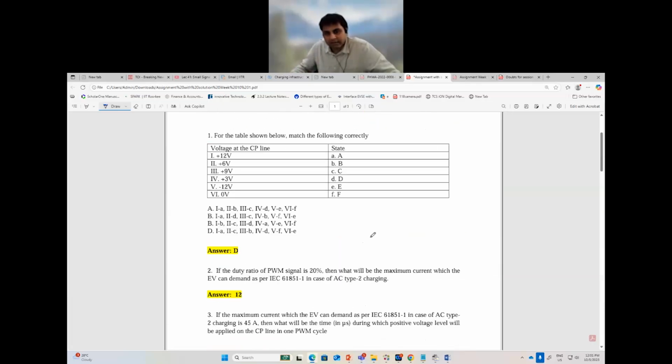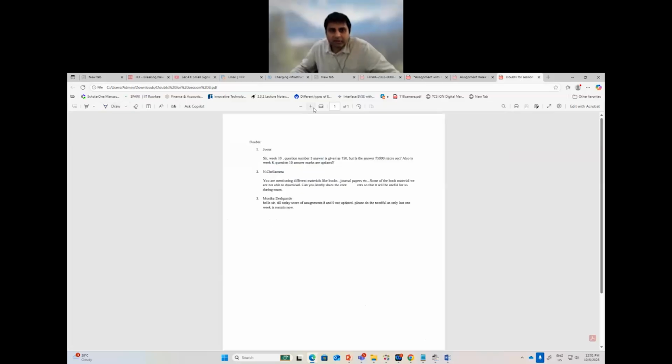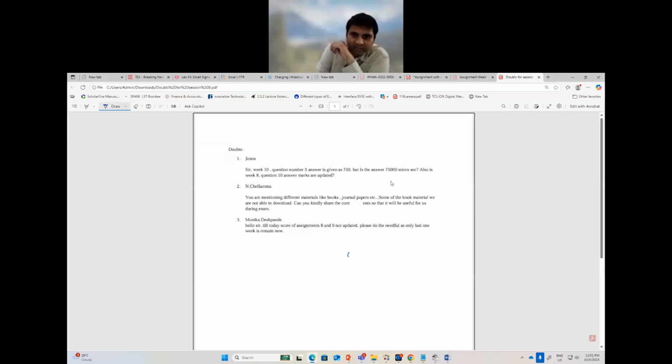There are some doubts corresponding to that. One doubt was: the answer given is 750, but is the answer 750 microseconds? No, it is not correct, because you have to take 0.75. No, because the duty ratio is always less than 1. The duty ratio percentage we get by multiplying by 100, but when you are writing D, it is nothing but T on by T period, because T on will always be less than T period. So this duty will always be less than 1.